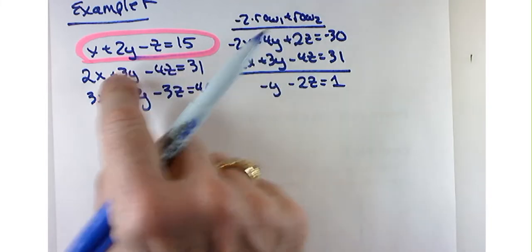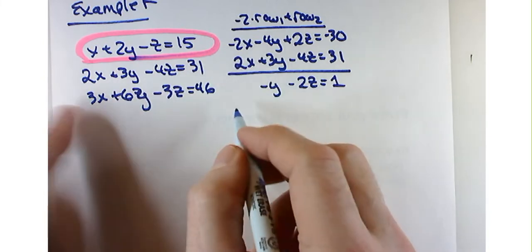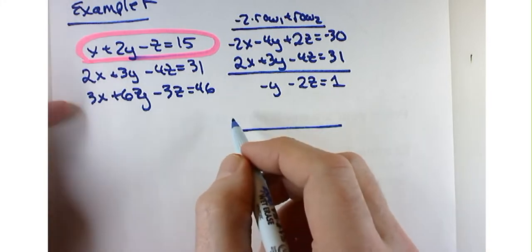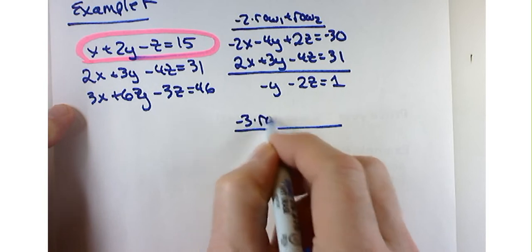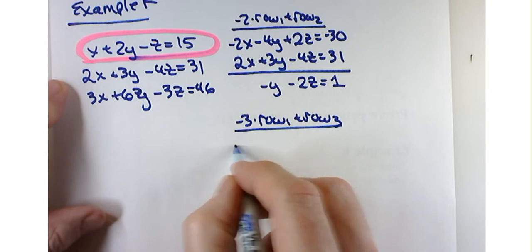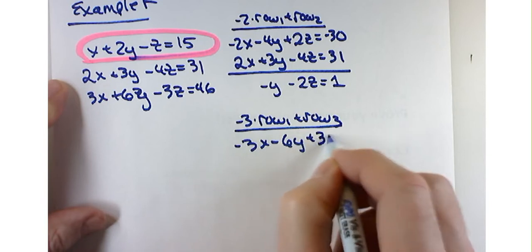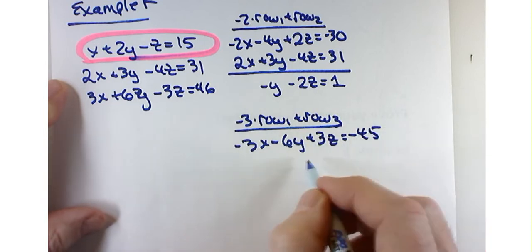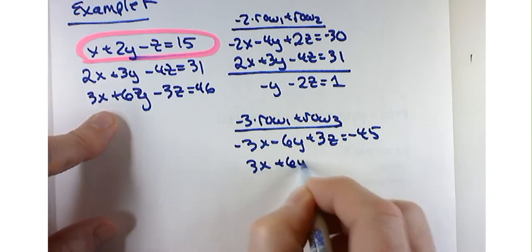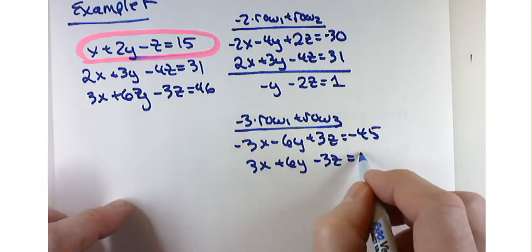Now I've got to do that again and get rid of the x from the third equation. So let me do that here. This time I'm going to multiply by negative 3: negative 3 times row 1 added to row 3. That's going to give me negative 3x minus 6y plus 3z equals negative 45. Added to 3x plus 6y minus 3z equals 46.